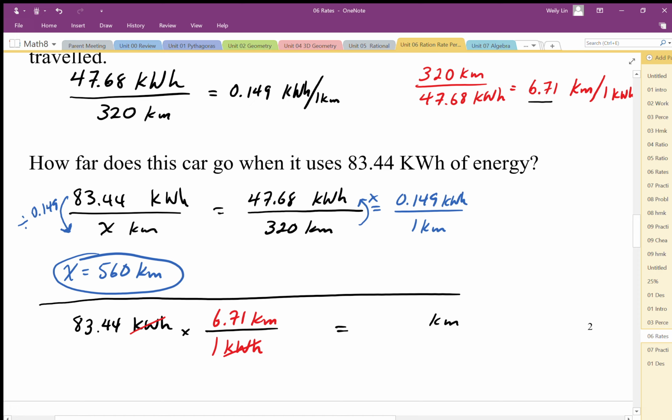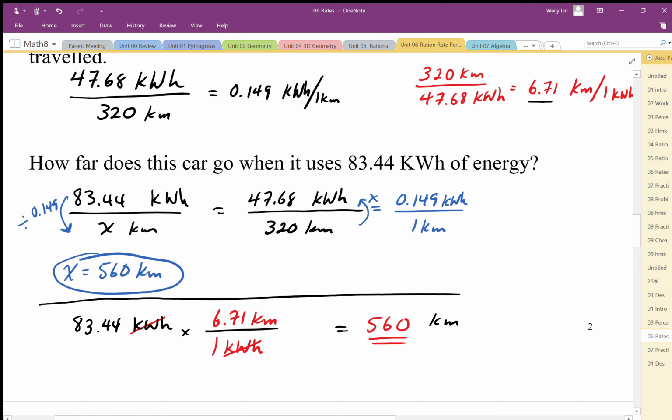This is just fraction multiplication. So I'm going to times on top, divide on bottom. Well, this is times, divide is just divide by 1, so that's not going to affect it. So really, my calculation ends up being 83.44 times 6.71, and that's going to give me just under 560 due to the rounding, so I'm just going to round that to 560 kilometers.